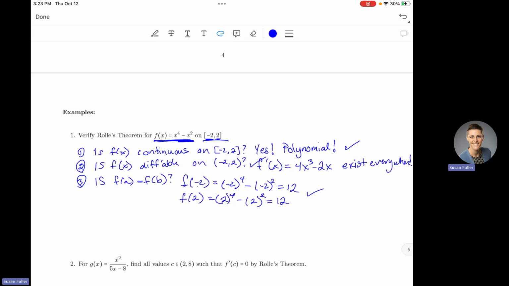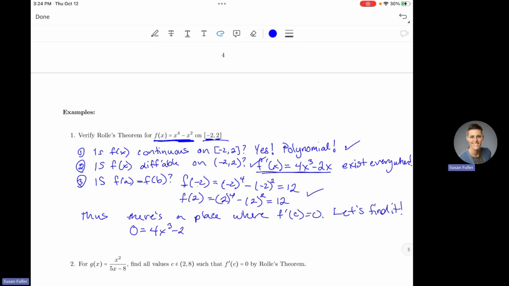That means Rolle's theorem applies to this function on this closed interval, which means I'm guaranteed a place where my derivative is 0. So I'll say, thus, there's a place where f prime of c is equal to 0. Let's find it. So I'm looking for the place where my derivative equals 0. To find that c value, I'm going to take my derivative, which we found up here. I'm going to set it equal to 0. I'm going to solve. So 0 is equal to 4x to the third minus 2x.